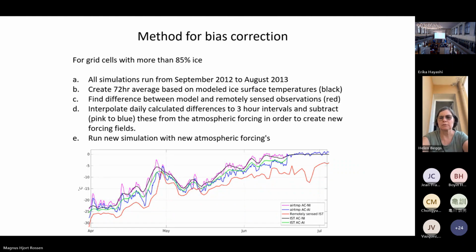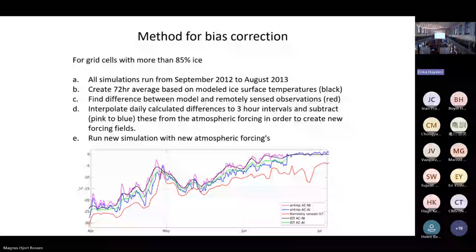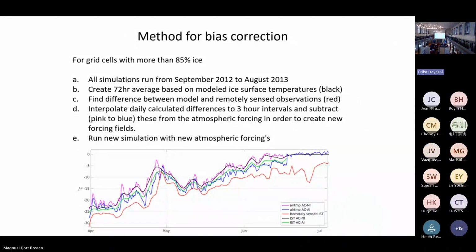the 2-meter temperature by the difference in the ice surface temperature, knowing that there are some uncertainties, but it still gave us the spatial variation, and it gave us the temporal variations in the 3-hour atmospheric forcing by interpolating back and forth in the different frequencies. And it gave us the colder atmosphere that we expect based on this.